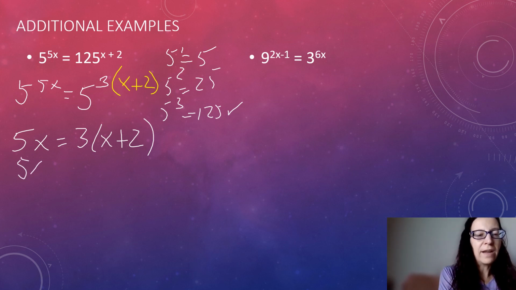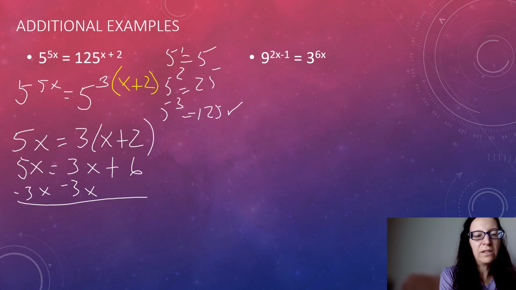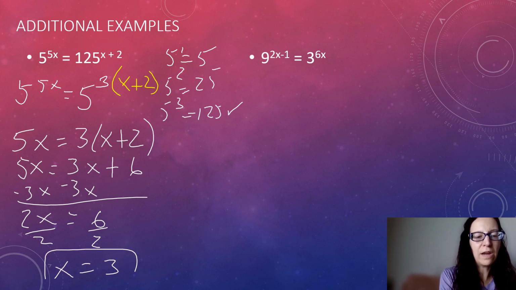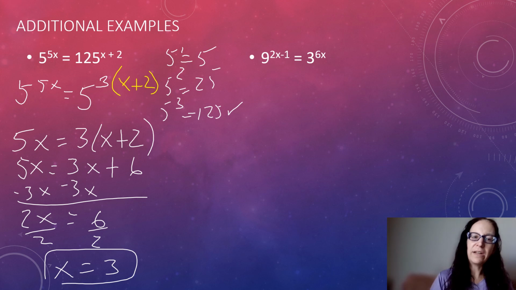So I'm going to go ahead and distribute. So we'll get 3x plus 6. And then I'll go and subtract the 3x from both sides. So 2x is equal to 6. Divide both sides by 2. And x is equal to 3. And we have an answer.